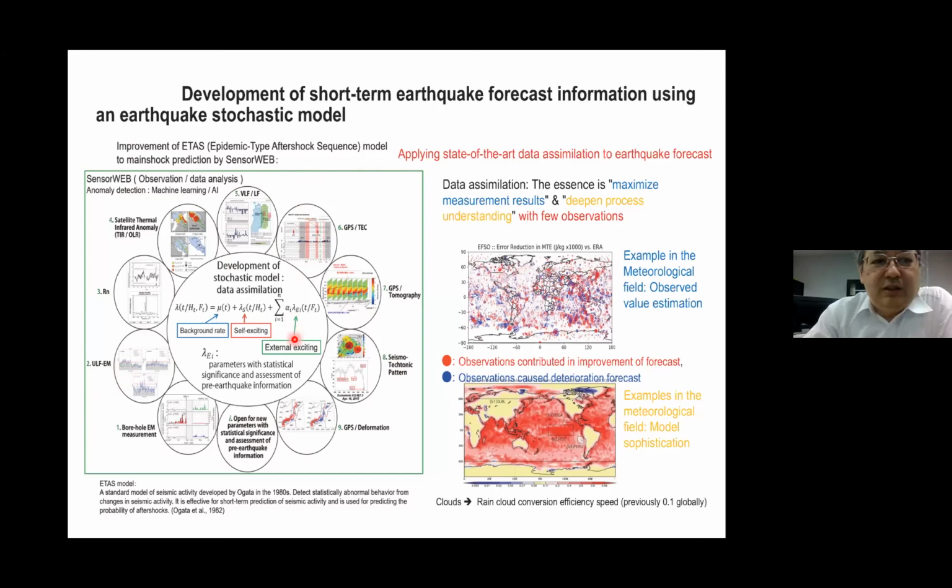Anyway, the important thing is we need to make some stochastic model. This is a very important point, and this is my idea. We have ETAS models. ETAS is the epidemic type aftershock sequence model. This is the best model for predicting aftershocks. Aftershock means that when a main shock happens, aftershock earthquakes happen. When a main shock happens, this model can forecast aftershocks very well. So we would like to use this model with this kind of precursor signature to improve it for main shock forecast. This is our idea.